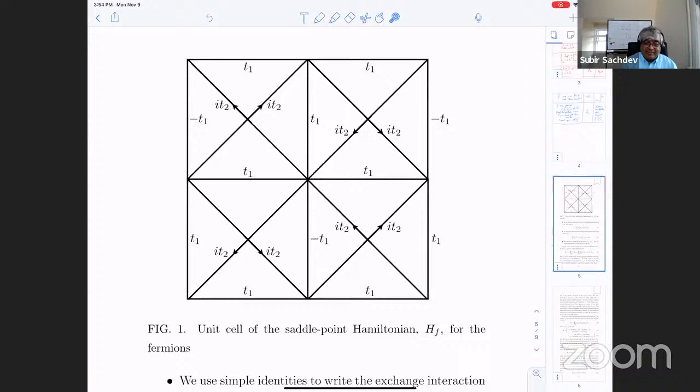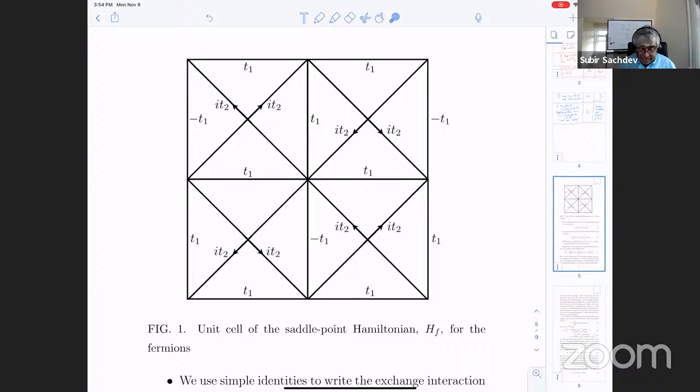Now, pi flux is the same as minus pi flux. So this thing doesn't break time reversal. It's time reversal invariant. And so that's the famous pi flux state on the square lattice where you only have nearest neighbor hopping, but with pi flux per square plaquette.